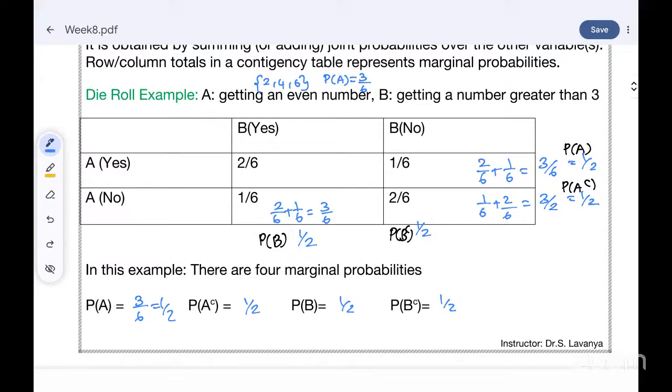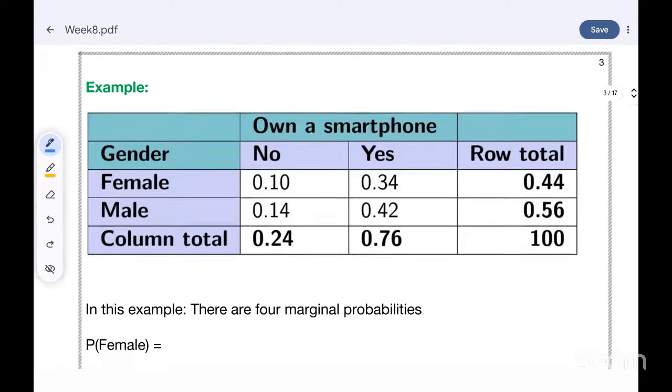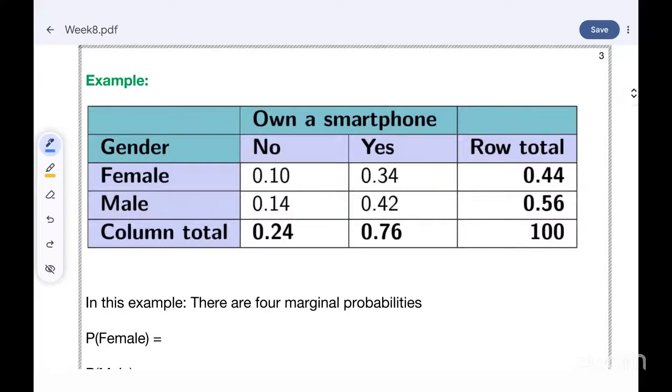So what are the marginal probabilities? The row sums and column sums are the marginal probabilities. Here we are considering only one event, for example only A, and we are not looking at the event B when we are looking at the first row sum. Similarly, if you take the first column sum, we are looking at only the event B and not the event A at all.